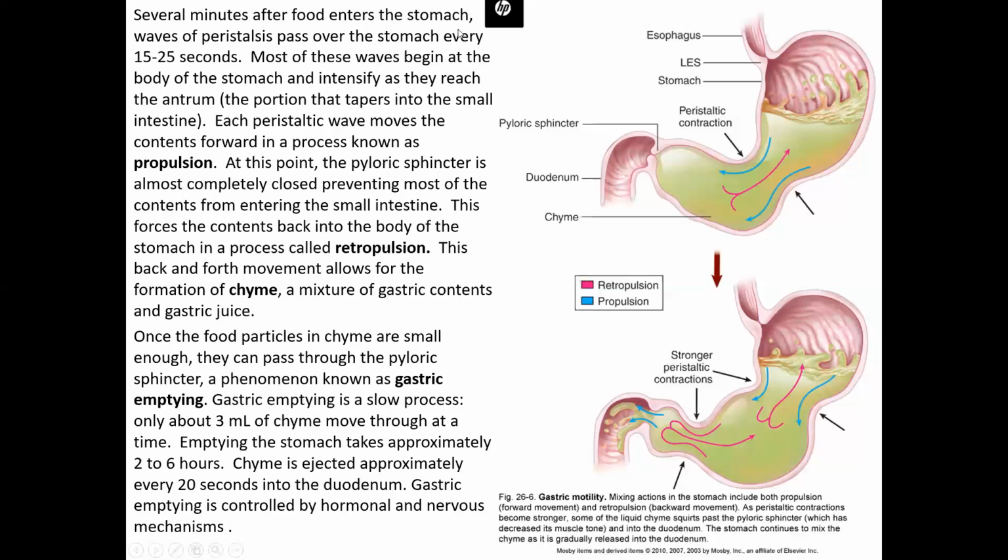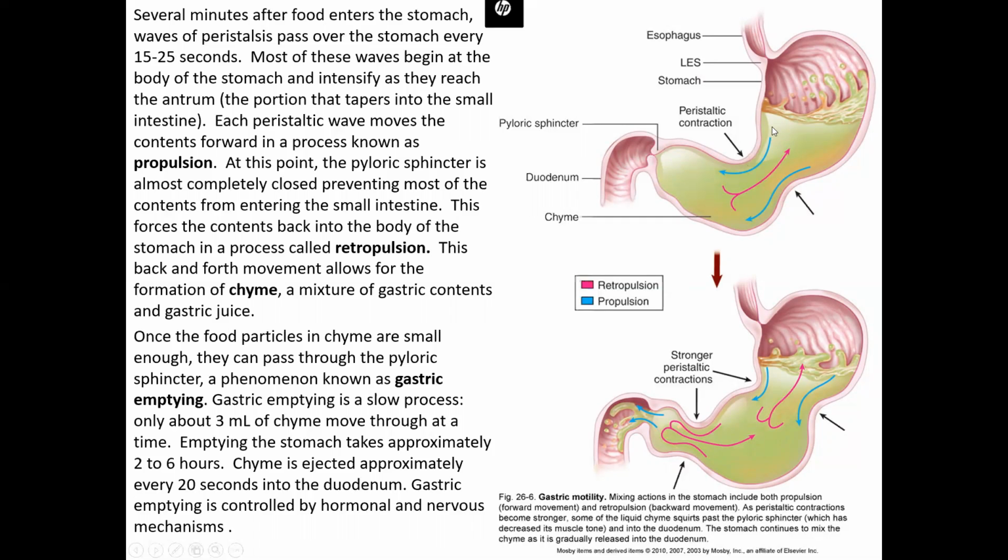Several minutes after food enters our stomach, waves of peristalsis pass over it every 15 to 25 seconds, say. Most of these begin at the body of the stomach, which is this kind of middle area, and then they push forward towards the end of the stomach where that pyloric sphincter is at. They intensify in this area, what we call the antrum, the portion that tapers towards the small intestine.